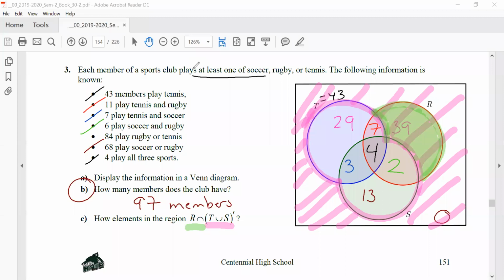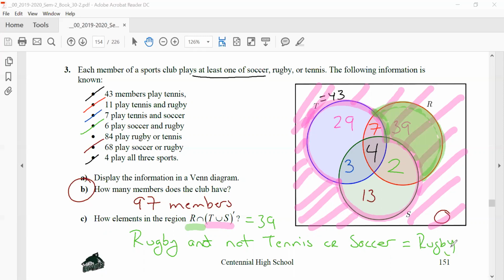Well, what does this mean? Answer is 39. There's 39 members there. What does this mean? This really, what this is saying is I play rugby and not tennis or soccer. I play rugby and not tennis or soccer. Well, really, that's just rugby only, right? I only play rugby.